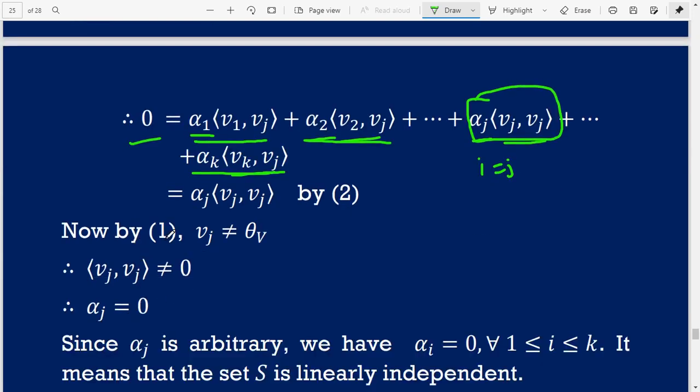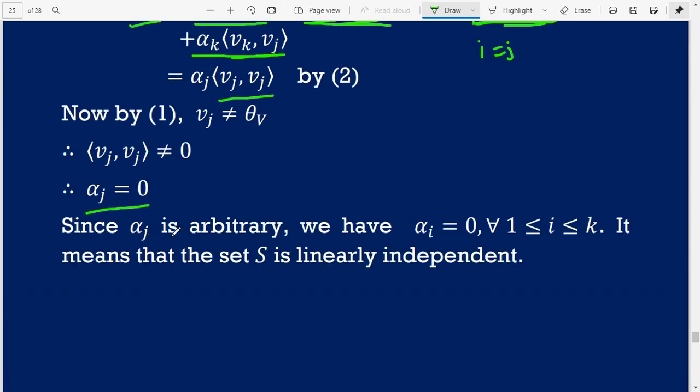Now by condition 1, vj is not the zero vector, so the inner product is not equal to 0. So alpha j is equal to 0. Since alpha j is arbitrary, we have alpha i equal to 0 for every 1 ≤ i ≤ k. It means that the set is linearly independent.